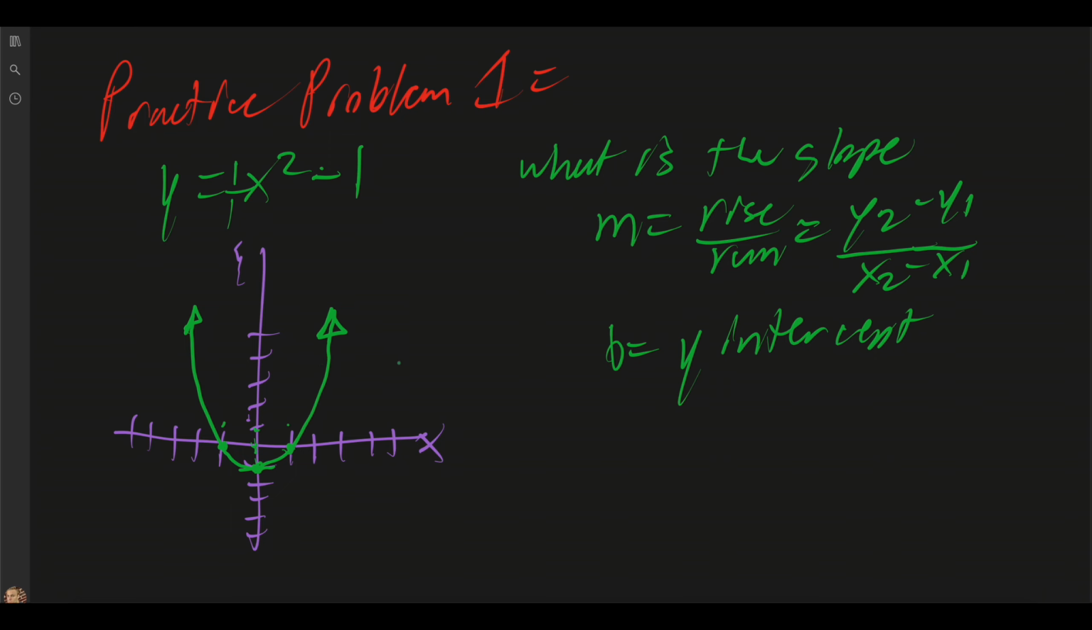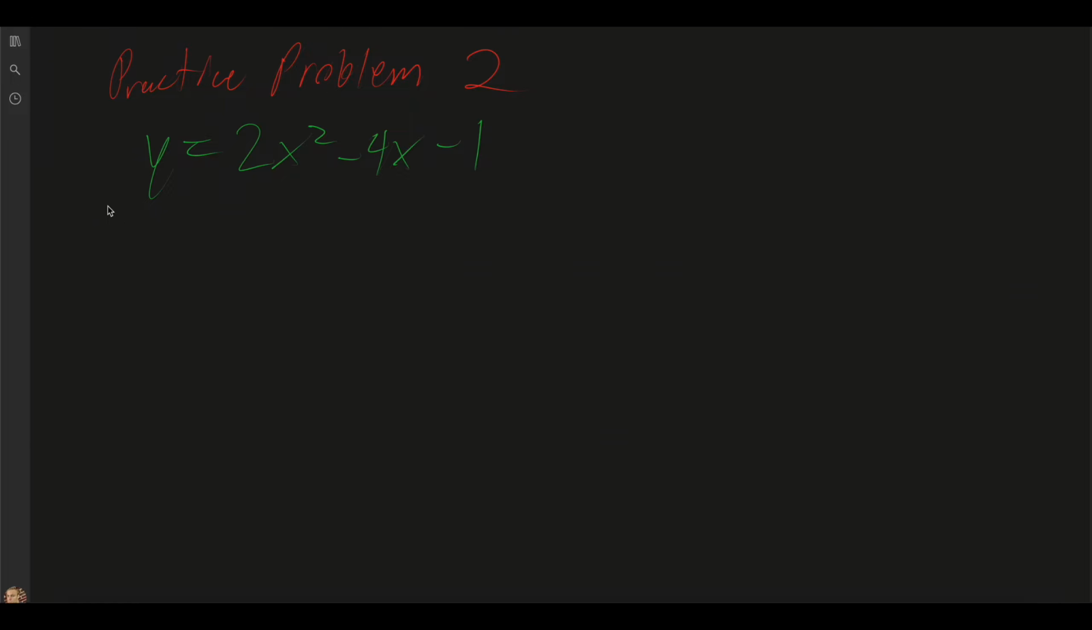Now let's go over another one that's a little more complex. Now let's go over a second practice problem. So we are given our quadratic equation, y is equal to 2x squared minus 4x minus 1.